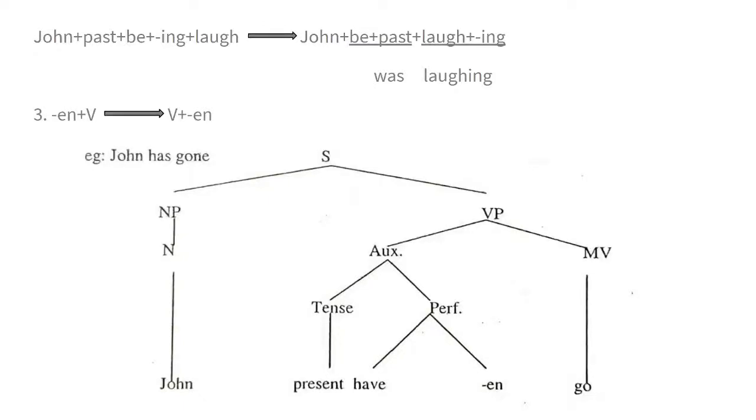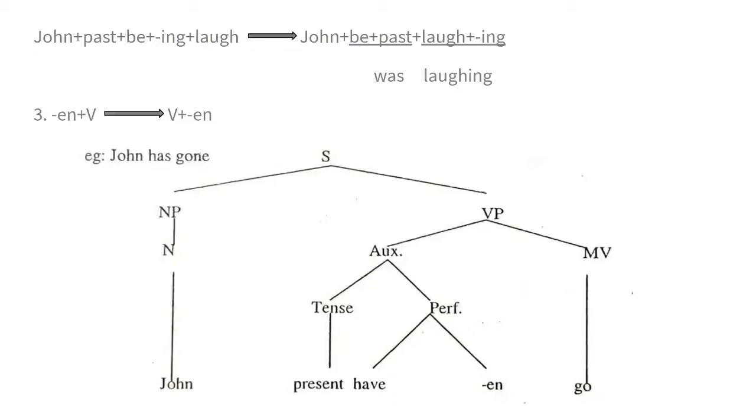Coming to the third scenario, that is in cases where there are perfective affixes. In such sentences, after applying the affix switch rule, V plus en becomes V plus en. So now let's take the example of John has gone.